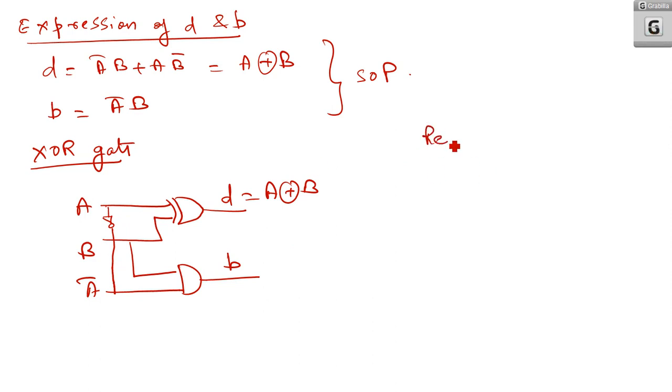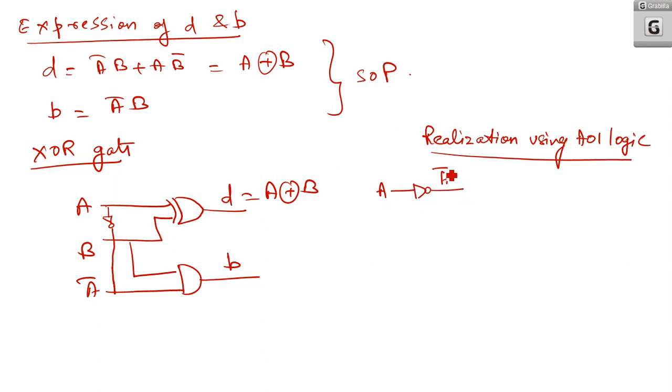Next one is realization using AOI logic. Here what we can do is A bar B or A B bar. So A is there. Similarly A bar is there. B is there, B bar is there. First one is A bar B. A bar is there, B is there, A bar B, and or A B bar. So A is here.